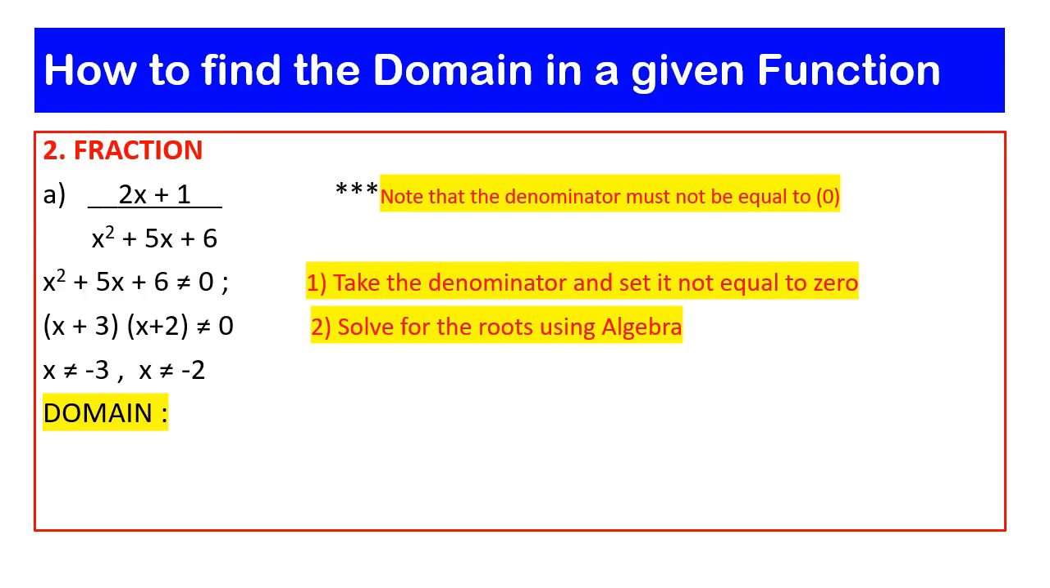Narito naman daw po ang halimbawa kapag ang given sa atin ay fraction. Halimbawa, binigyan po tayo ng 2x plus 1 over x squared plus 5x plus 6. Take note lang po natin na yung denominator must not be equal to 0. Kaya ang ating po gagawin ay kunin natin yung denominator. Yan po yung nakalagay sa step na to. And set it not equal to 0. Therefore, kinuha natin yung denominator, x squared plus 5x plus 6, and set it not equal to 0.